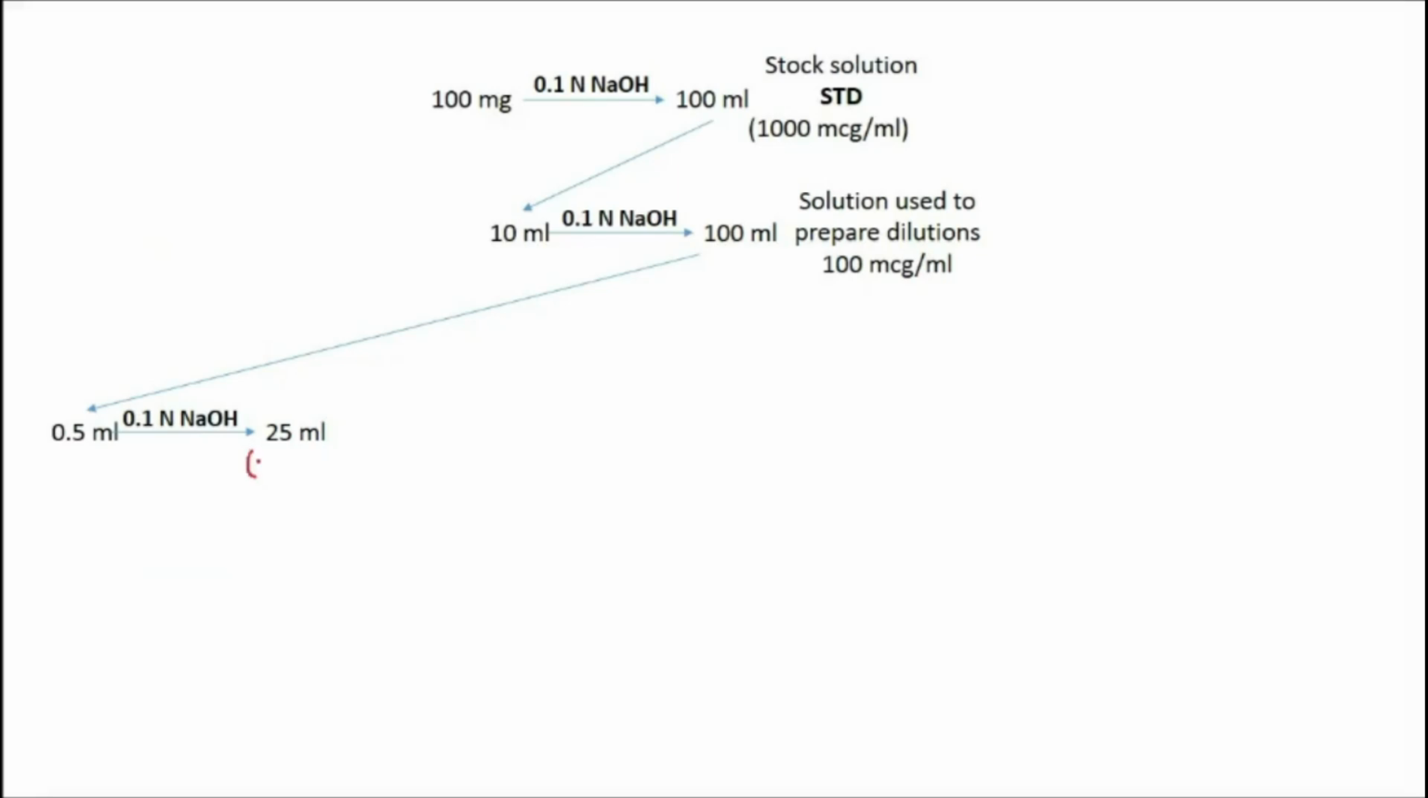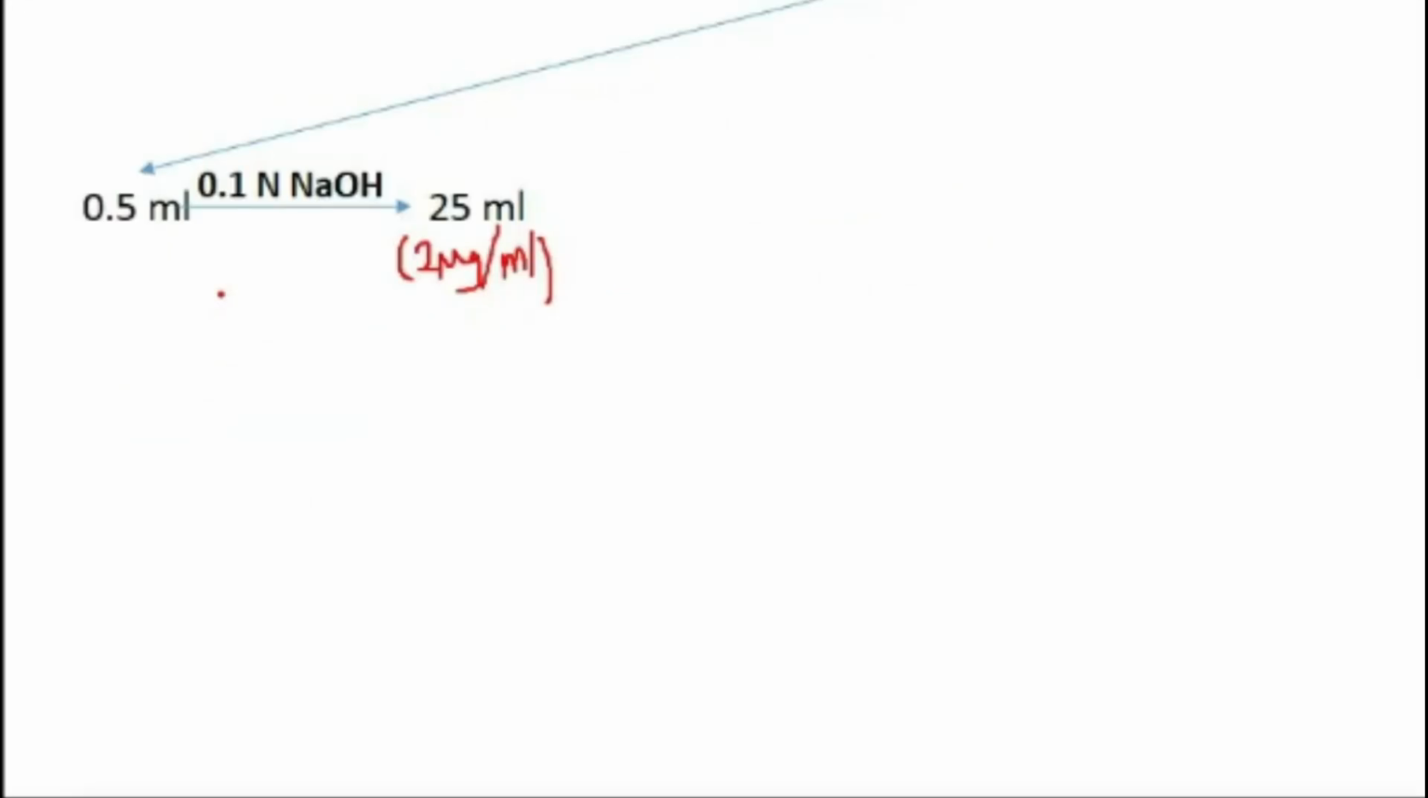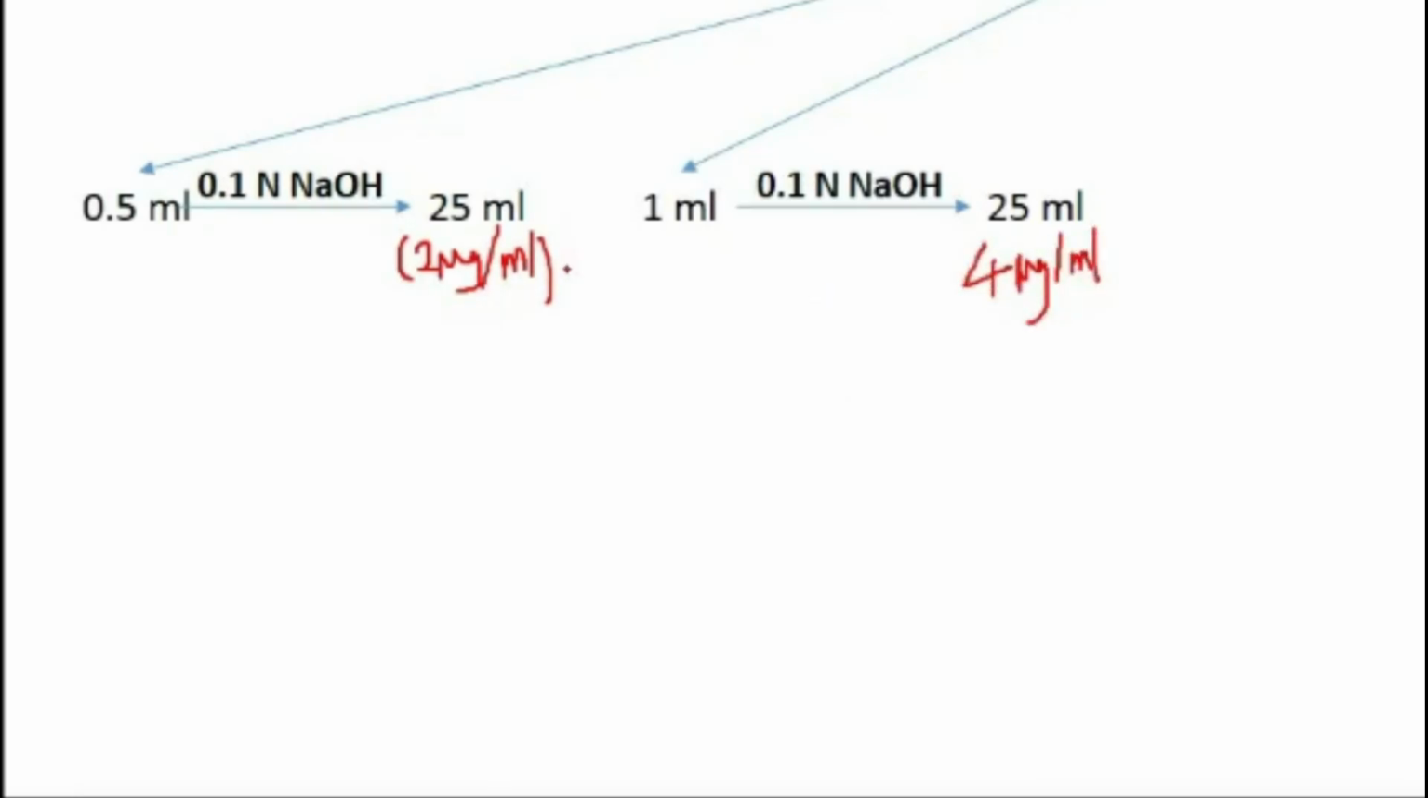Now remember that this is 2 microgram per ml. This is your first dilution that you have prepared. From that same 100, I am now pipetting out 1 ml, diluting with NaOH to 25 ml. Quickly tell me what will be concentration of this solution. Excellent. So it will be 4 micrograms per ml. For those who did not understand, look, we doubled the quantity. Earlier we took 0.5, now we took 1 ml. So if we double the quantity, the concentration will also double.